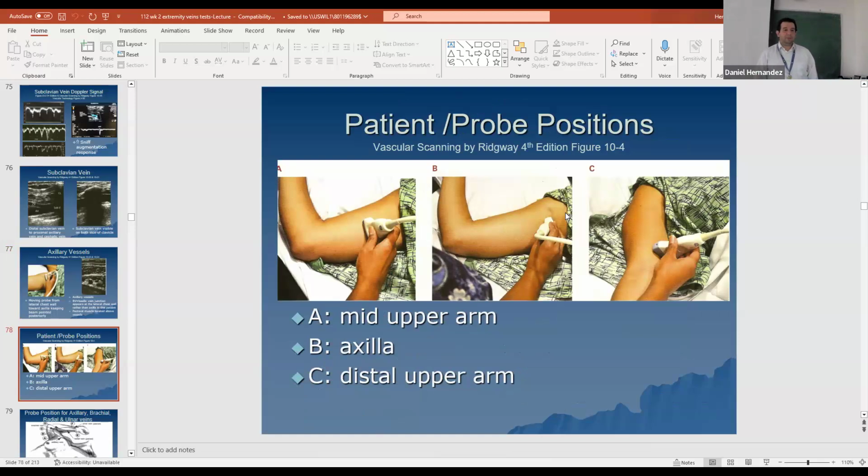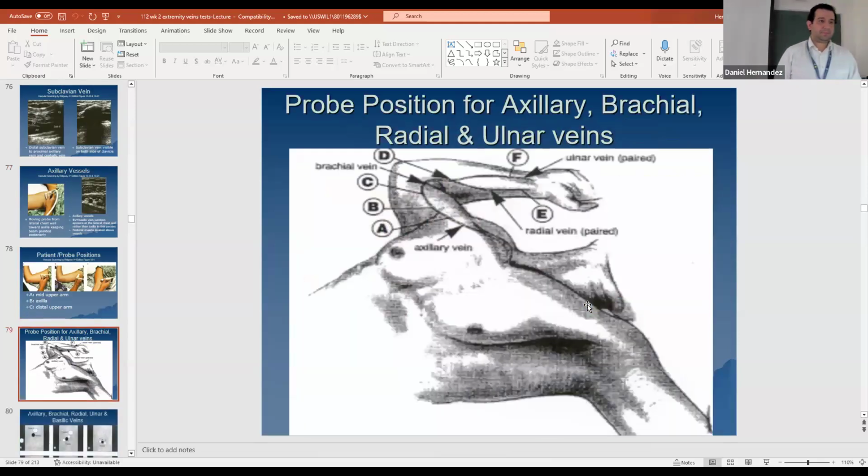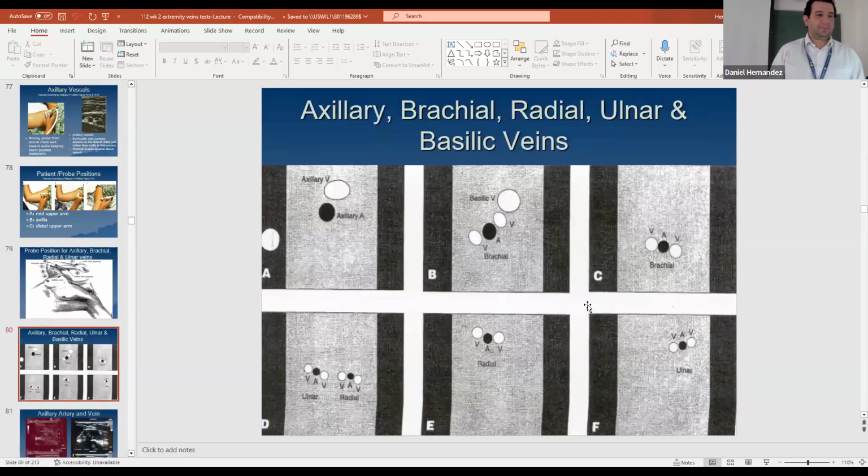Moving down the arm, A represents the mid upper arm, B is in the axilla, and C is further down towards the antecubital fossa. We're showing some different probe positions for imaging axillary, brachials, and then getting into radial and ulnar.